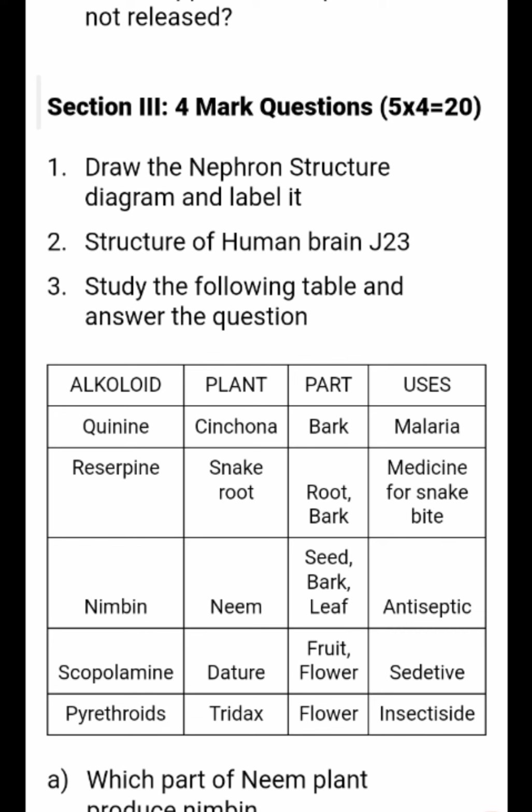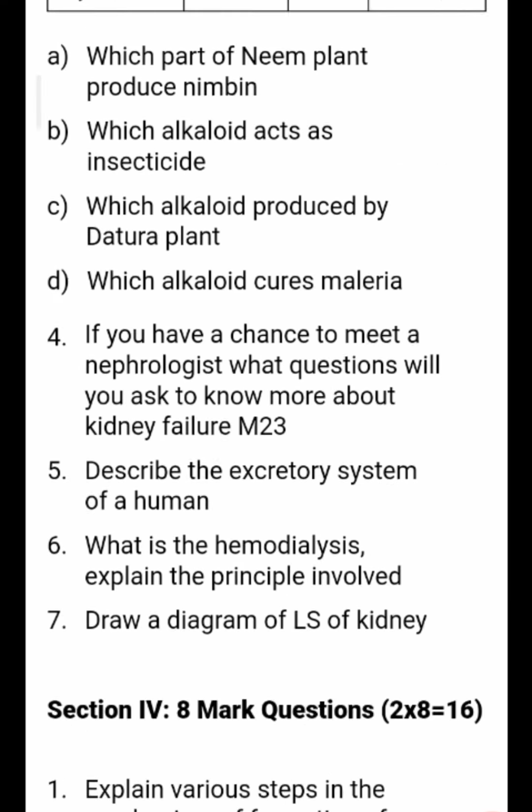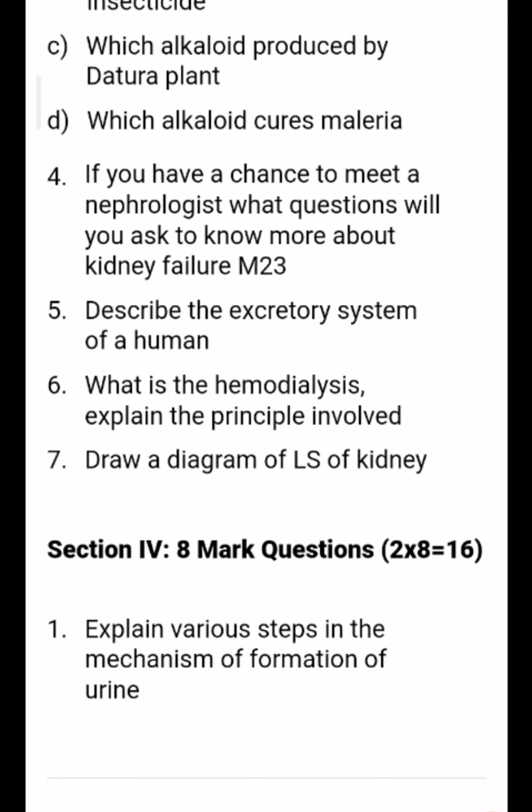Structure of human brain. Study the following table and answer the questions. Which part of the neem plant produces neem? Which alkaloid acts as insecticide? Which alkaloid is produced by datura plant? Which alkaloid cures malaria? If you have a chance to meet a nephrologist, what questions will you ask to know more about kidney failure? Describe the excretory system of a man.